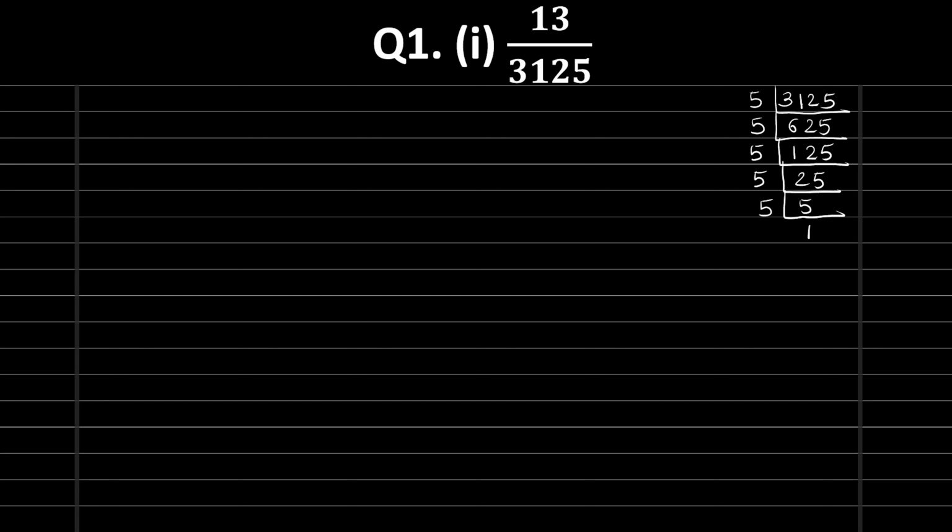So, definitely, we can write down this 13 upon 3125. The prime factorization of the denominator is 5 into 5 into 5 into 5 into 5. Right? And the numerator is 13. So what can we write it down? We can write it down in the form of 13 upon, since we do not have 2 over here, we can write it as 2 raised to 0, because 2 raised to 0 will be 1.